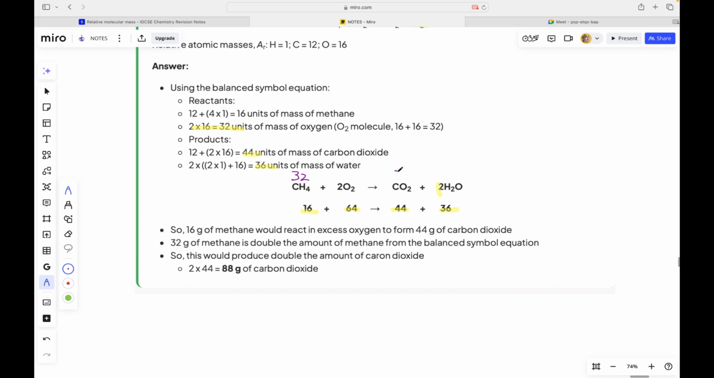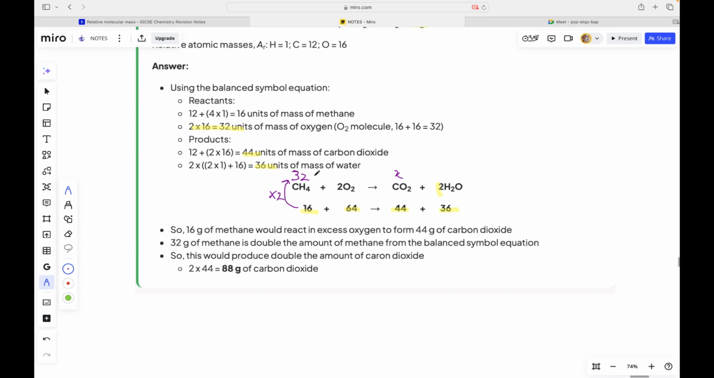We don't know this one, but we are telling you how to do it. Do the molecular mass of this, of this, of this, of this. Now you know that 16 produces 44. When 16 gram of methane reacted, it produces 44 gram of carbon dioxide. Now it's not 16, it's 32. Meaning you multiply by 2, right? To get 32, because the question says 32 reacted. So 16 was multiplied by 2. That's how we got 32.